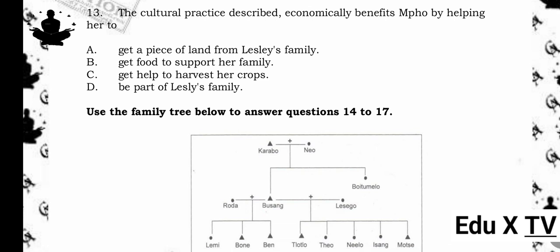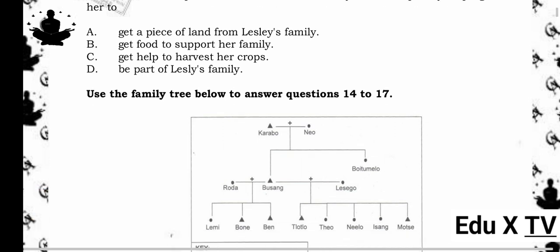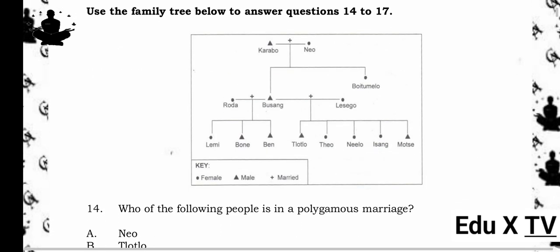helped rewards them. 13. The cultural practice described economically benefits Mpho by helping her to A. Get a piece of land from Leslie's family. B. Get food to support her family. C. Get help to harvest her crops. D. Be part of Leslie's family. The answer is B. Get food to support her family. Reason being, Mpho receives 4 bags of sorghum as a reward, which provides food and economic support to her household.